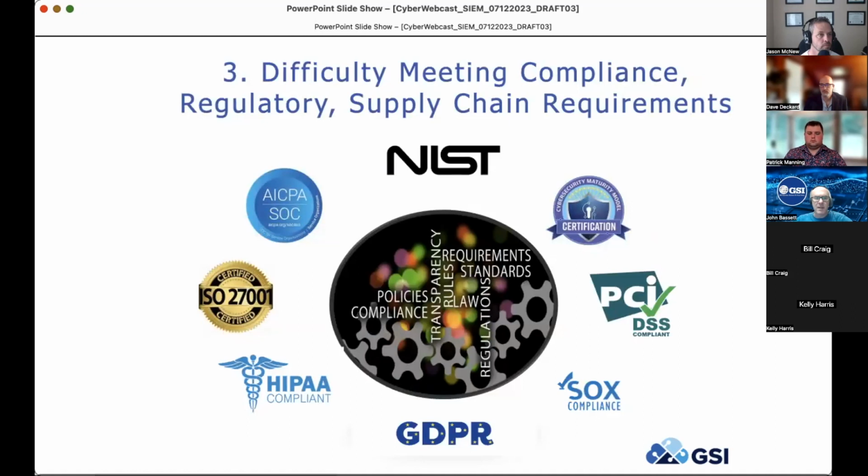So third reason is compliance. HIPAA, PCI, GDPR, some of the big ones, and a SIEM could very well be a requirement. GSI, for instance, is working on cybersecurity maturity certification, and SIEM is an absolute requirement of the certification. And a lot of those compliance requirements will also stipulate how many months or years of logs you are required to store those logs.